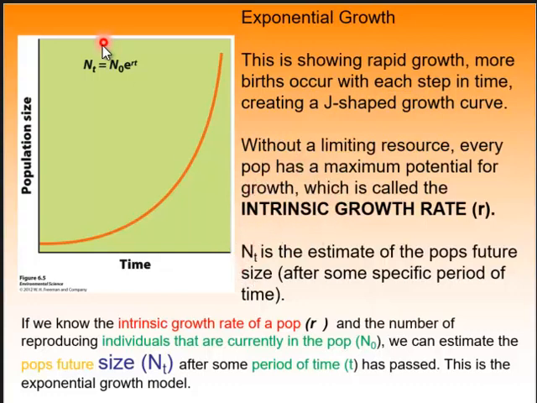N of t right here is the estimate of the population's future size after some time. If we know the intrinsic growth rate, the little r of a population, and the number of reproducing individuals that are in the population, N of 0, then we can estimate the population's future size, N of t, after so much time. We have to know our time. We have to decide this time and this time. We have to make that decision. This is the exponential growth model.